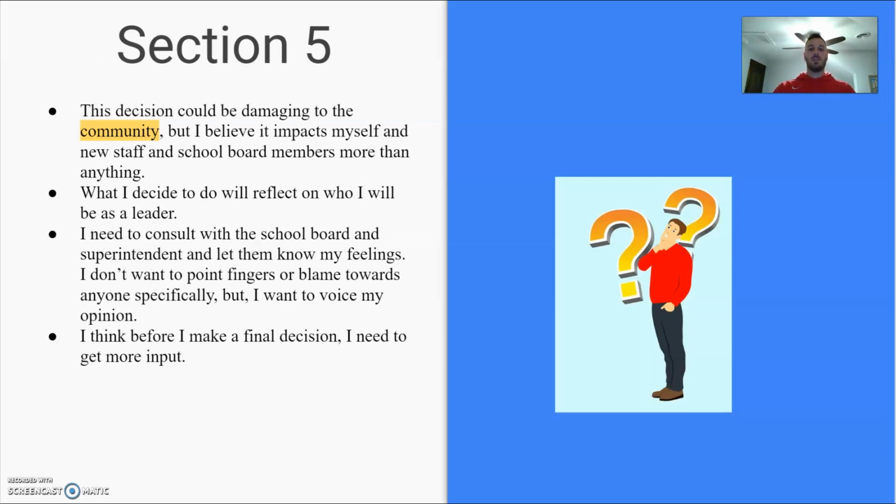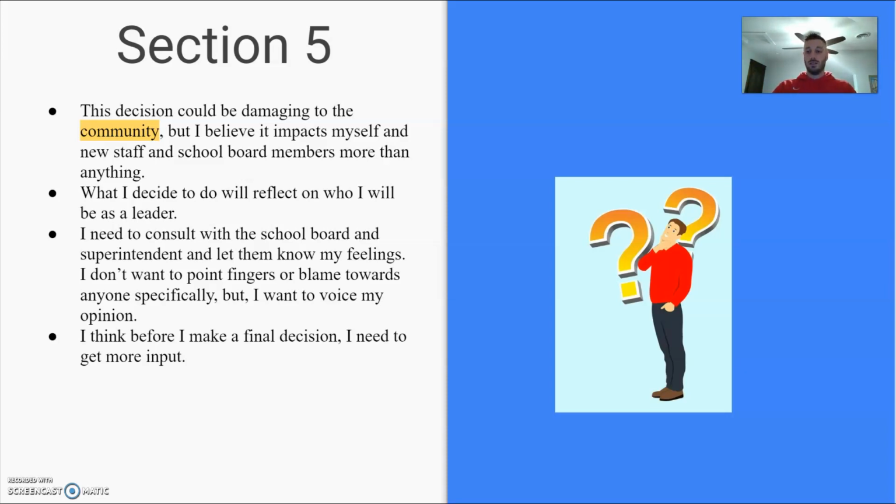Section 5, this decision could be damaging to the community, but I believe it impacts myself and new staff and school board members more than anything. So I believe that how I decide to react to this new parent organization can really affect my standing within the community. It can affect how people view me.